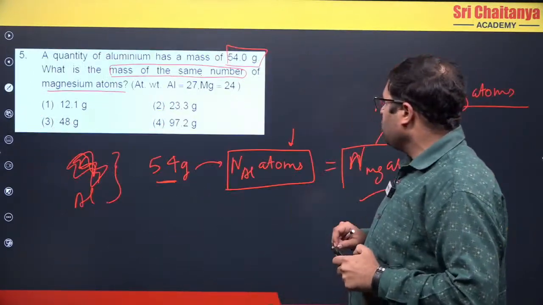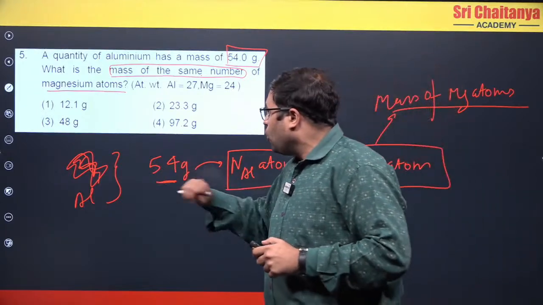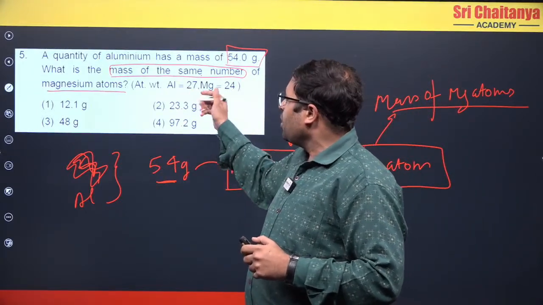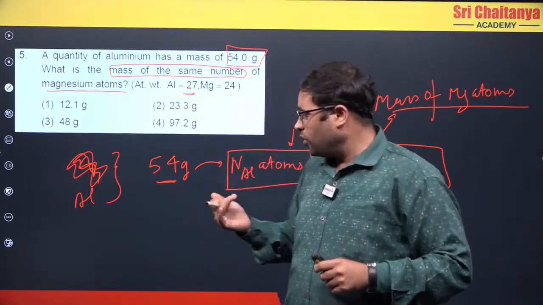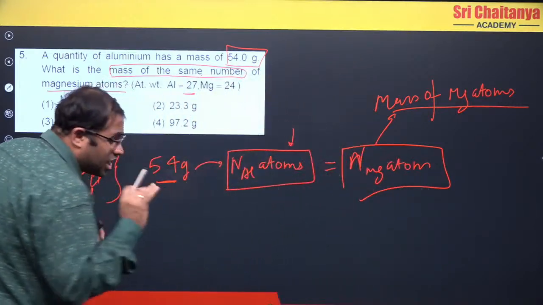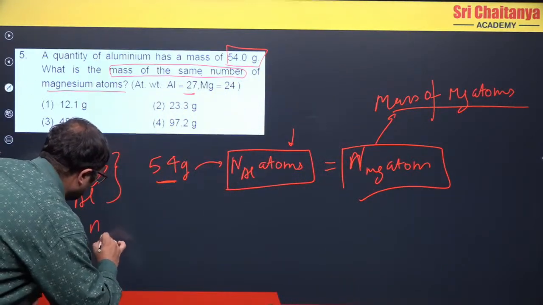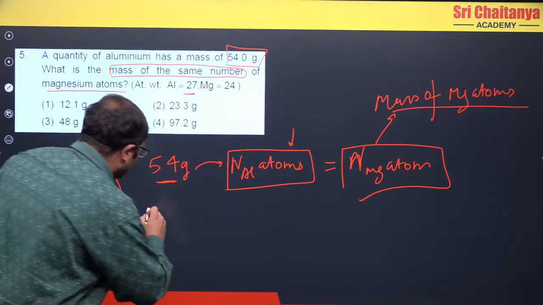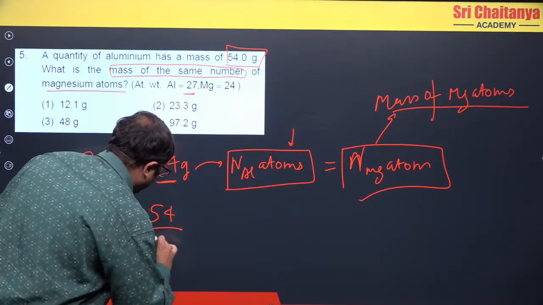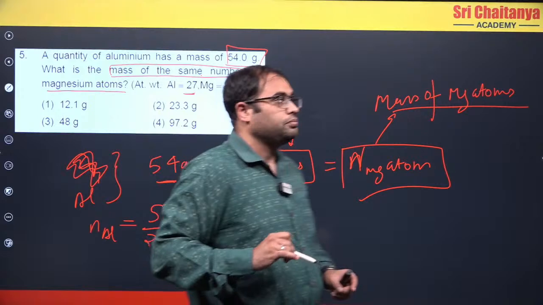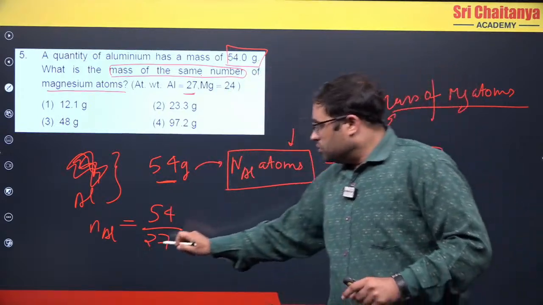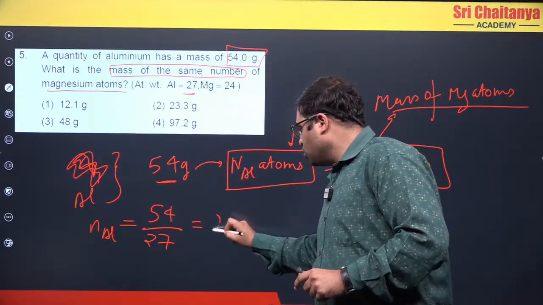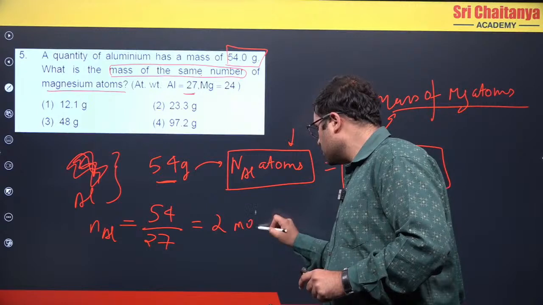Now let us move back to our question, right? 54 grams. Now what is the molar mass of aluminium? They have given it to you for making things easy. So first and foremost, let us calculate the moles of aluminium. Moles is mass divided by molar mass. So let us divide 54 by 27. So it comes out to be 2, right? 2 moles.